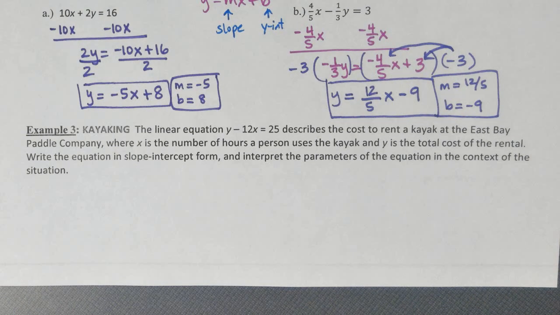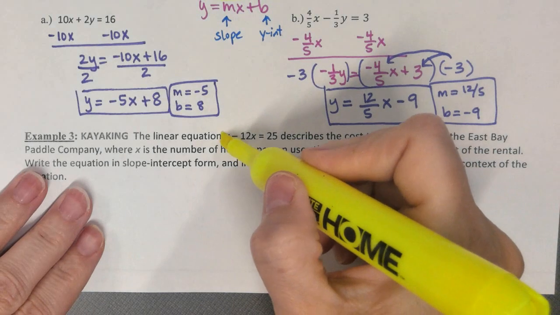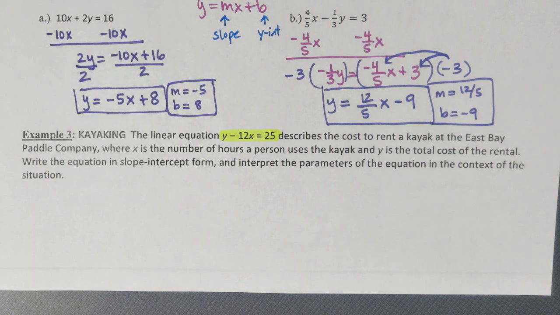Alright, so our next example is about kayaking, and they give you the linear equation y minus 12x equals 25. That is describing the cost to rent a kayak at the East Bay Paddle Company. It says where x is the number of hours a person uses the kayak, and y is the total cost of the rental. Okay, do you guys have any experience like renting? Done on kayaking or paddleboarding before? Okay.